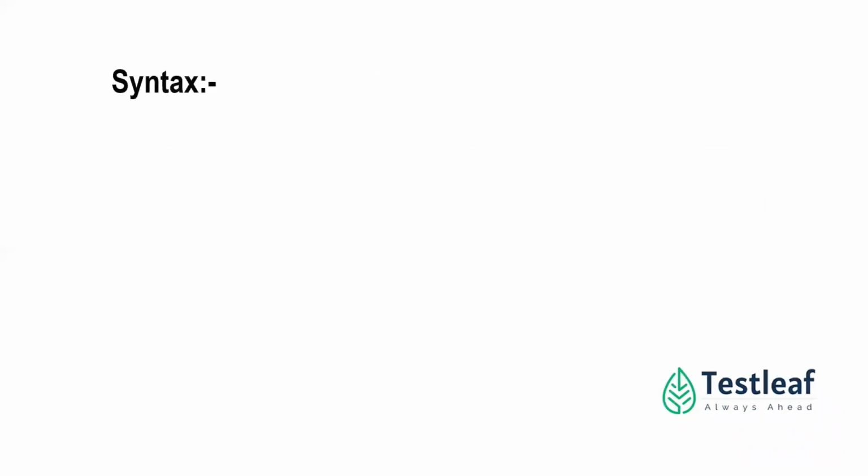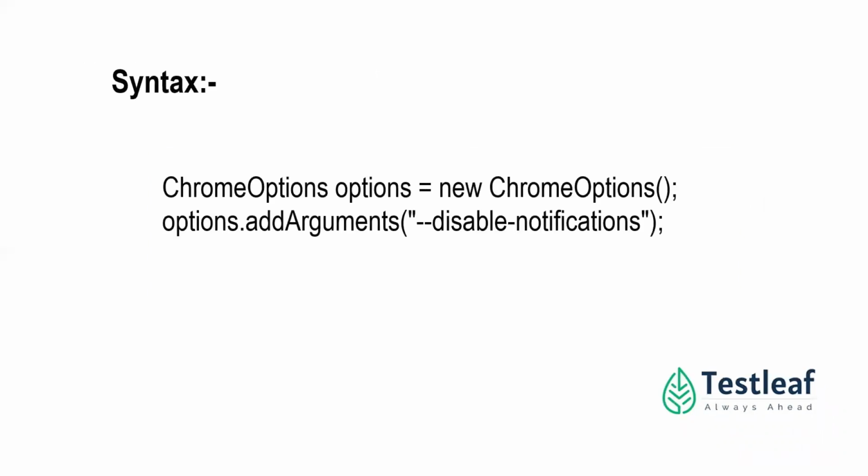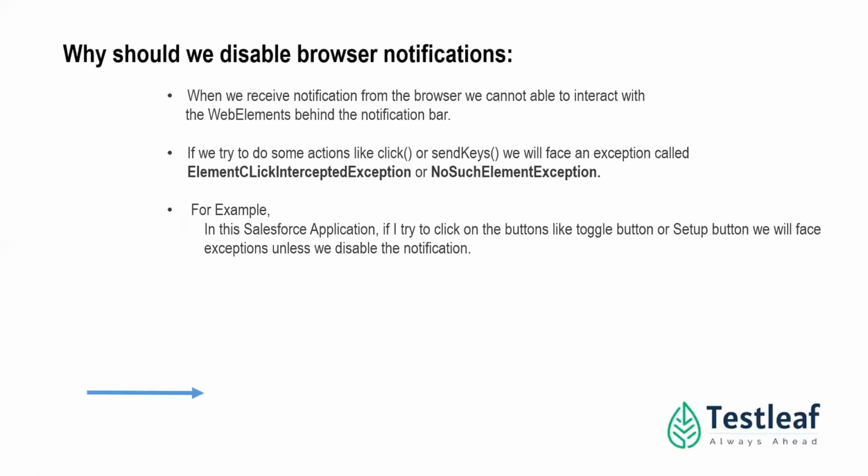So the syntax to disable the notifications is: ChromeOptions is a class. For the ChromeOptions class, you have to create an instance called options, or any instance name, equal to new ChromeOptions. From the options instance, you have to call the method add_arguments, and in the string you have to pass disable-notifications. I'll show you an example.